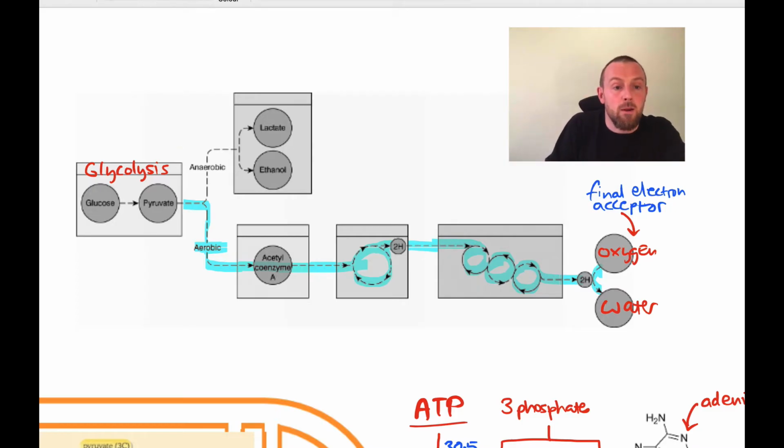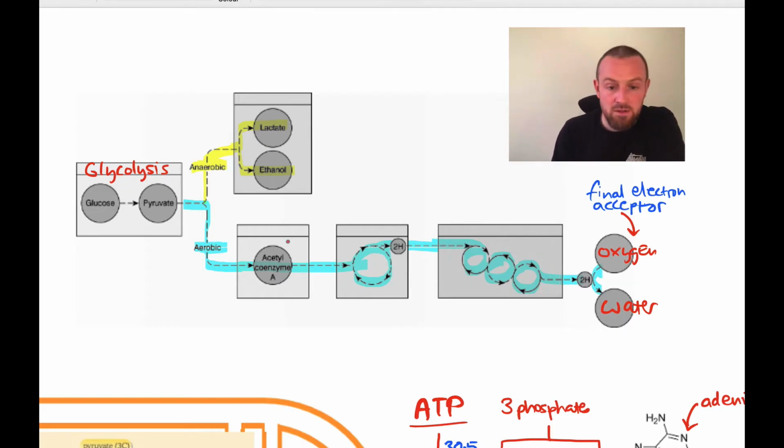So respiration would proceed in a different way. It would proceed via this anaerobic pathway. I'm going to try and highlight that in a different color, and that's this way. But no matter whether there's oxygen or not, glycolysis will always occur. So glycolysis is the first step of respiration, whatever the case.